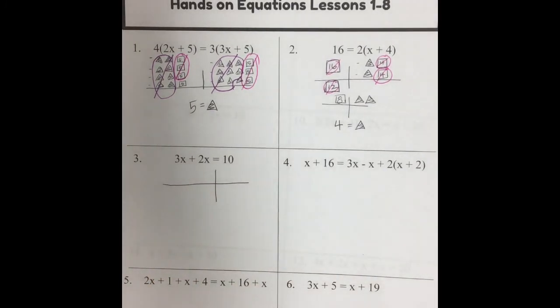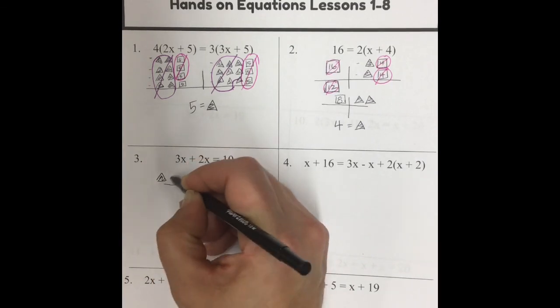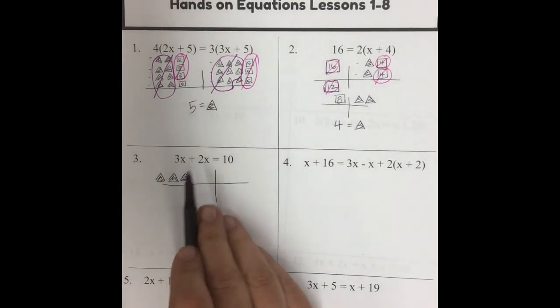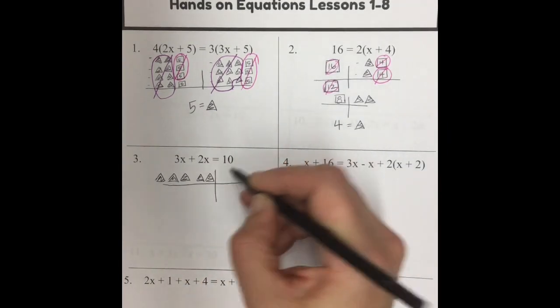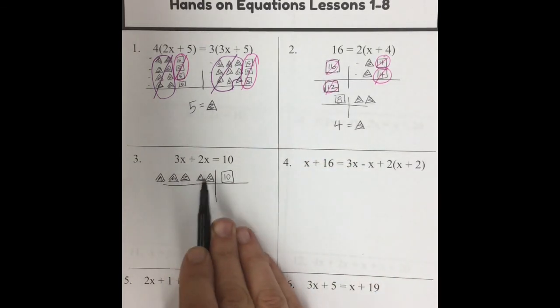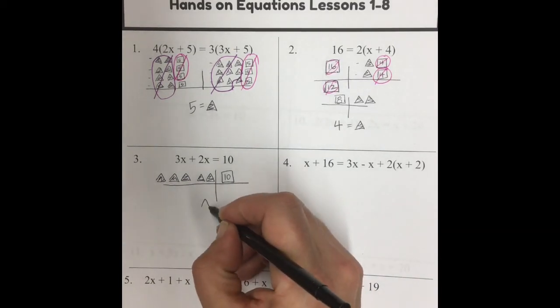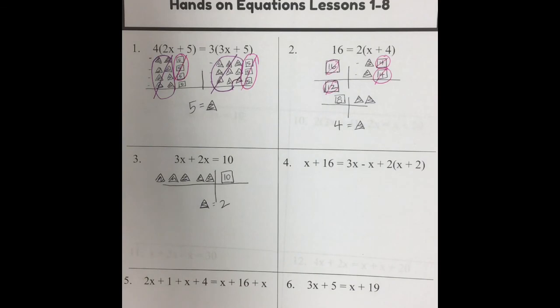Number 3 is pretty easy. We've got 3 x's plus 2 more x's equals 10. If I have 5 triangles, I take that 10, divide it evenly among 5 triangles, and triangle equals 2.